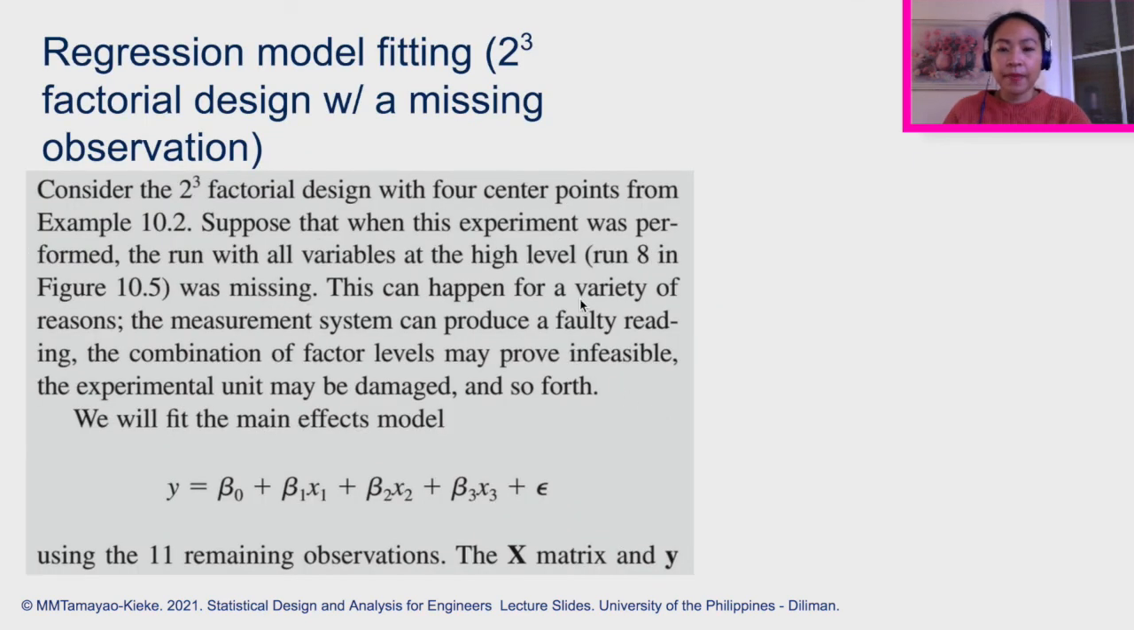Now this can happen for a variety of reasons. This could include the measurement system producing a faulty reading, the combination of factor levels may prove infeasible, or the experimental unit may be damaged, and so on. Say that we want to fit the main effects model, y equals beta naught plus beta 1 x1 plus beta 2 x2 plus beta 3 x3 plus epsilon, using the 11 remaining observations.